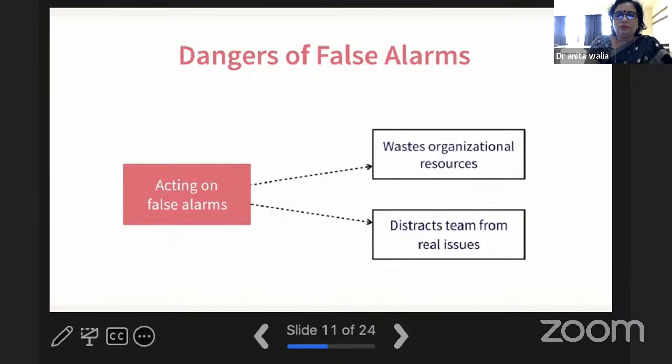Okay. So let's take some examples. Let's take the example of what is the need of accuracy and precision.